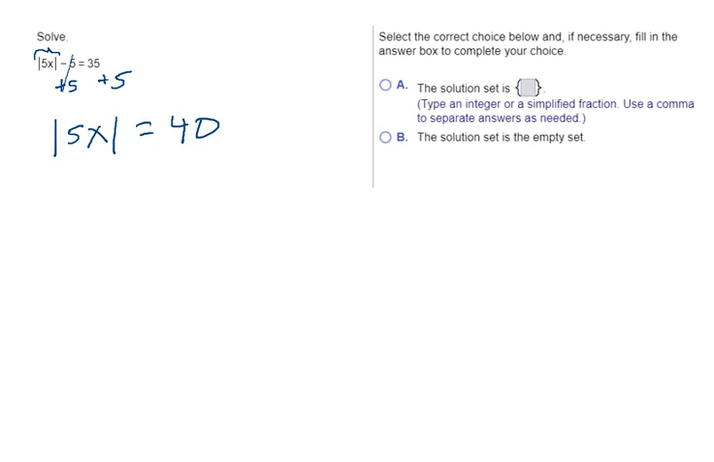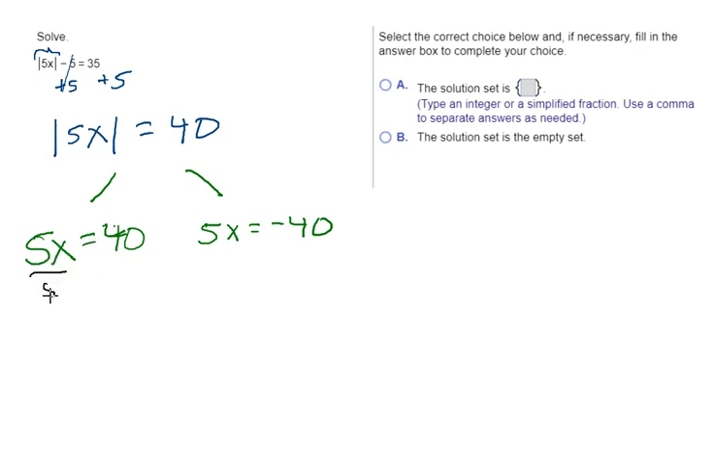Then we can use the process that we used in the last example. We're going to split this up into two ordinary equations. The first equation will be exactly the same as the original, but without the absolute value. The second equation will change the sign of the right-hand side only. That's the only change you need to make. So we'll make it a negative 40 instead of a positive 40.